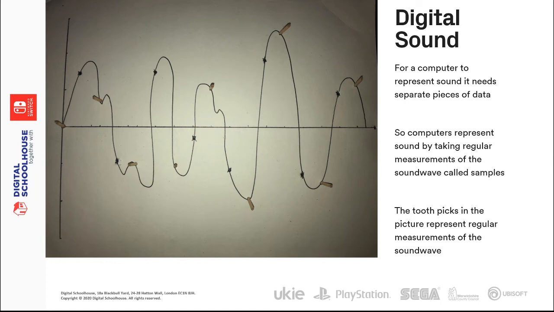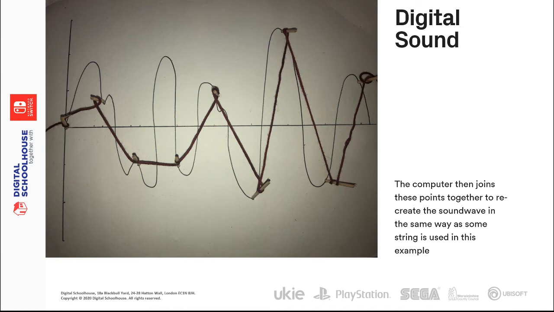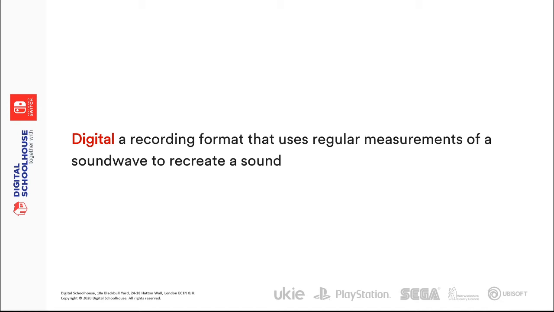separate pieces of data. So computers represent sound by taking regular measurements of the sound wave called samples. And you can see here, it's being represented by the little pegs in the sound wave. And then the computer joins these points together to recreate the sound wave in the same way as some string is used in this example. So you can see I've linked up the different points that I've measured with a bit of red string. Digital is a recording format that uses regular measurements of a sound wave to recreate the sound, just like here.